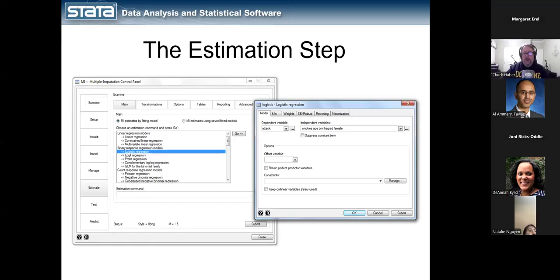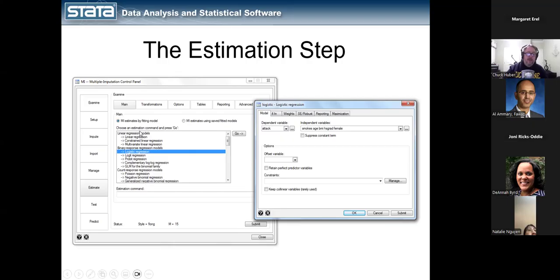Now we're ready to do the estimation step. And this is really amazing to me. Almost every major regression command in Stata works with multiple imputation. So in our case, we want to fit a logistic regression model for the binary dependent variable heart attack. And we're going to include the variables smokes, age, BMI, HS grad, and female. Notice I don't have to put BMI underscore new in here. All of that's happening in the background. I don't have to mess with that. So I just put in the regular variable BMI and it will handle everything.